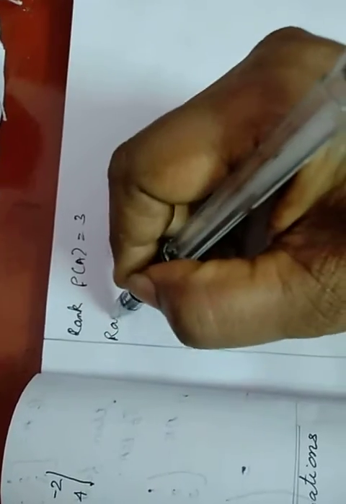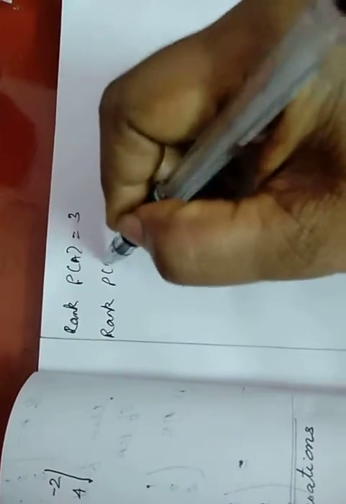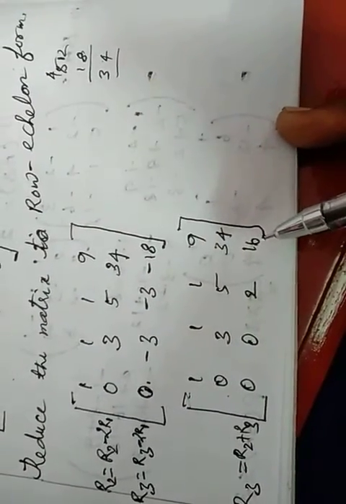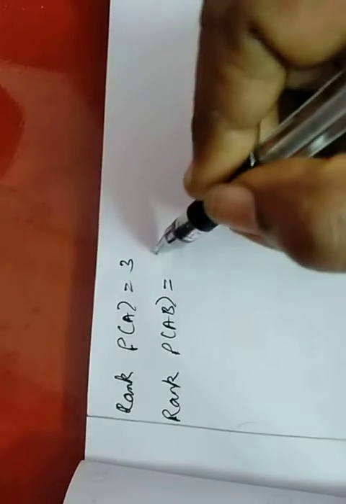Next one, rank of the augmented matrix AB. That also is the number of non-zero rows. How many non-zero rows are there? In every row, at least one number is there. So there are no zero rows. So the rank of the augmented matrix AB is also 3.